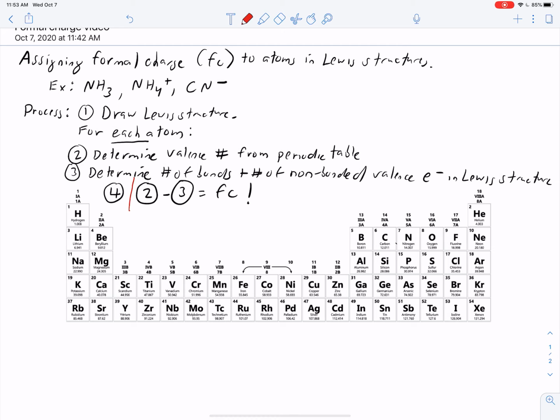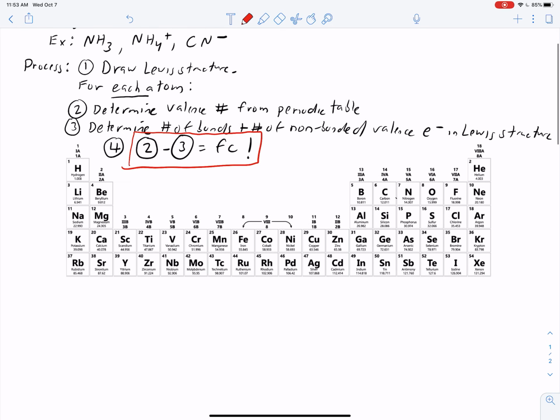And so really the key here is we need to do 2 and 3, and then we need to subtract those numbers. And what we're looking for is to answer the question: is there a discrepancy between valence number and the number of bonds plus number of non-bonded valence electrons? If there is a discrepancy, if there's a mismatch between those values, then we have formal charge. Okay, let me show you what I mean.